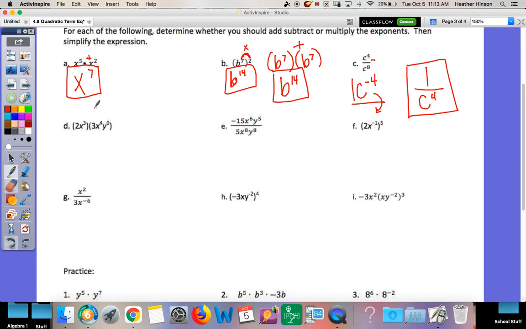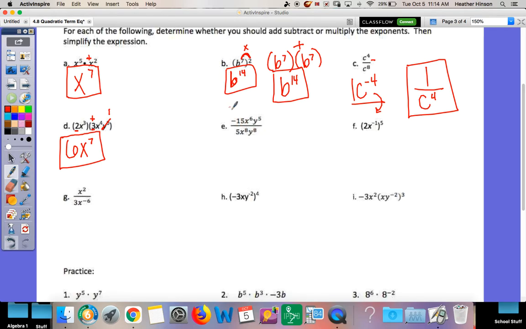Okay, for D, we're multiplying here. So our numbers are normal. This is multiplication. 2 times 3 is 6. But for our exponents, we're going to add. x to the 3rd plus x to the 4th gives us x to the 7. And then I have a y to the 0. There's no other y's to combine that with. And remember, the 0 exponent cancels out. Technically, it cancels out to 1, but 6 times 1 is still 6.